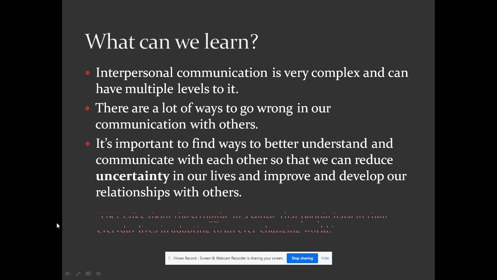Charles Berger describes the basic core of this theory by saying, "Uncertainty reduction theory talks about the struggle, in a sense, that people have in their everyday lives in adapting to an ever-changing world."